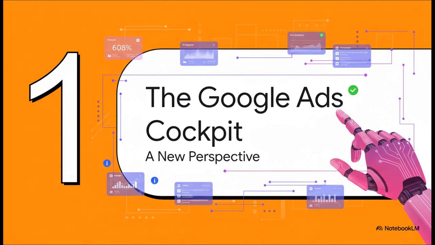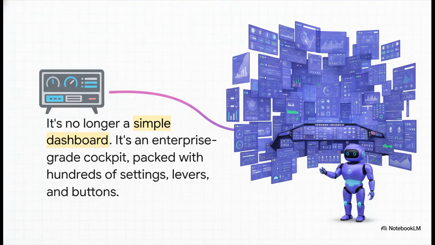And that really gets us to the heart of the problem. We've got to reframe how we see the whole platform, because it's not some simple dashboard anymore. No, it's more like a cockpit. That's right. The Google Ads you're using today is an enterprise-grade machine packed with hundreds of settings, levers, and buttons. It's built for specialists, for pros. So if you feel overwhelmed, it is not your fault. It's like you've been handed the keys to a jumbo jet and just told to figure it out.